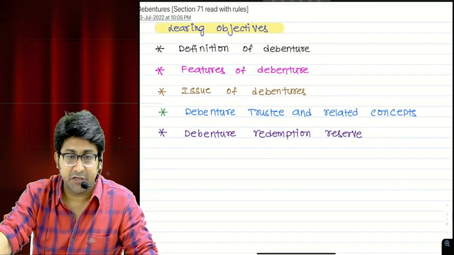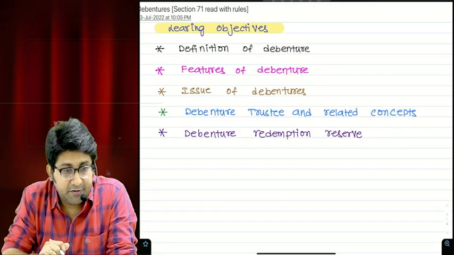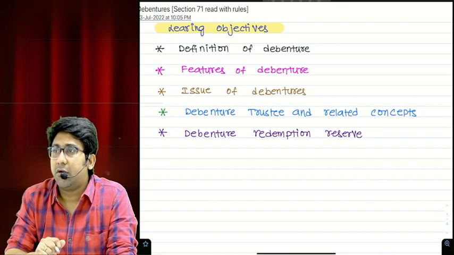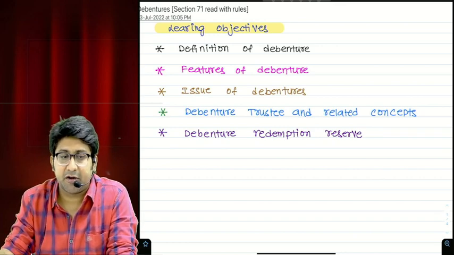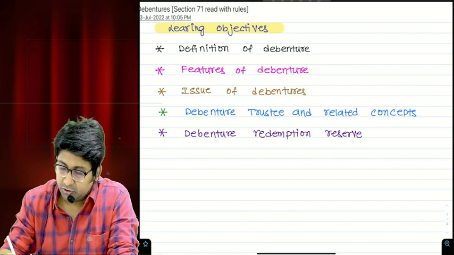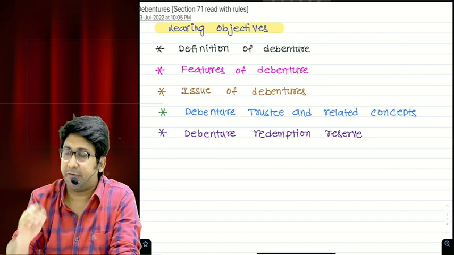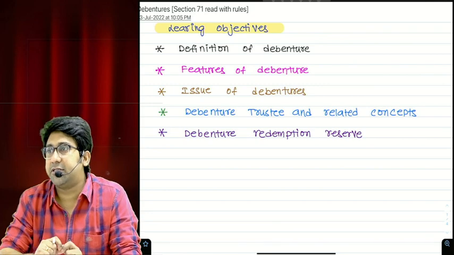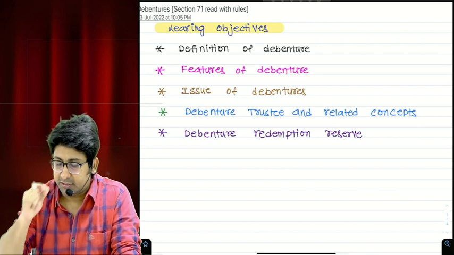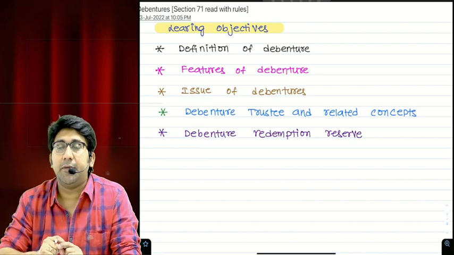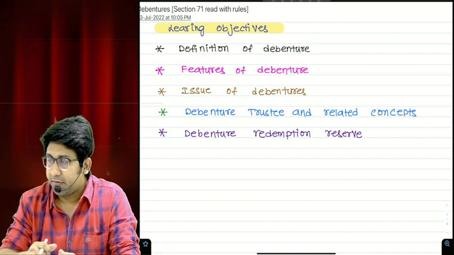One is the definition of debenture. Second one is the features of debenture. Third one, issue of debenture. Fourth one, debenture trustee and related concepts. Fifth one, debenture redemption reserve. So those are the concepts that we are going to start with. 5 concepts are there.